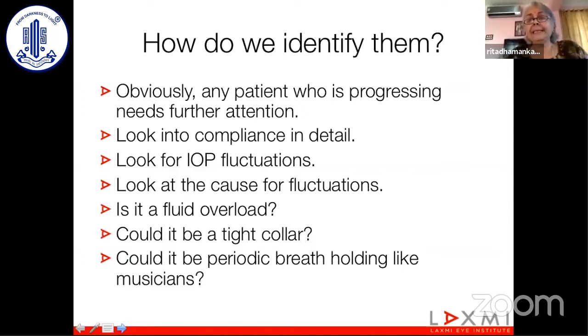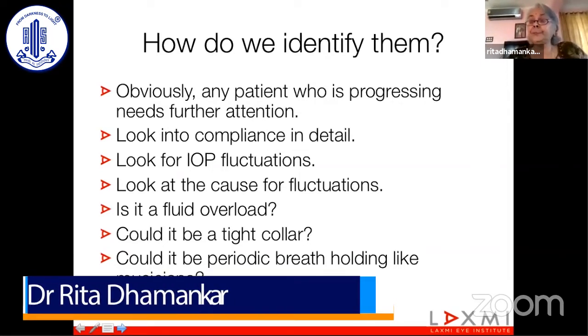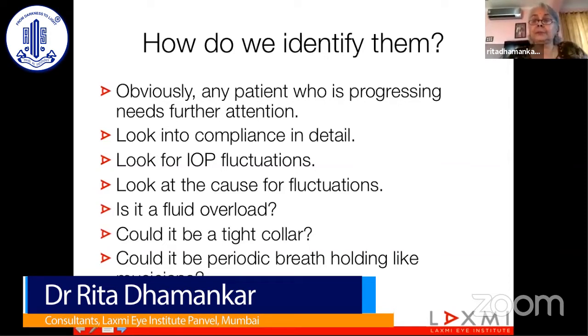And there are many simple things that you can do. Is there a fluid overload? Could it just be a tight collar? An executive at work goes very formally dressed with a very tight tie, and that could raise his intraocular pressure. Could it be a periodic breath holding, like musicians who use breath holding to play musical instruments?